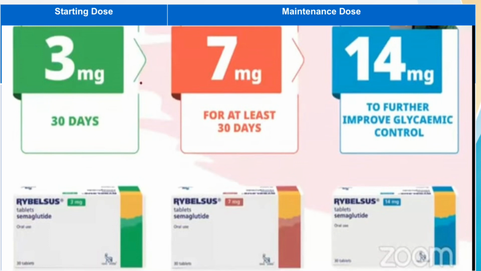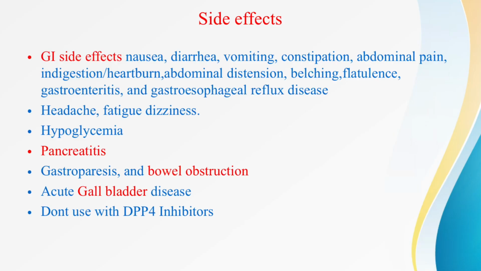So this semaglutide is available in the market as tablet Rybelsus, 3 milligram, 7 milligram, and 14 milligram preparation. The starting dose is 3 milligram per day for 30 days, and the maintenance dose is 7 milligram per day for at least 30 days, and thereafter, to achieve more weight control or more glycemic control, we can increase its dose to 14 milligram. But 7 milligram per day is a clinically effective dose.